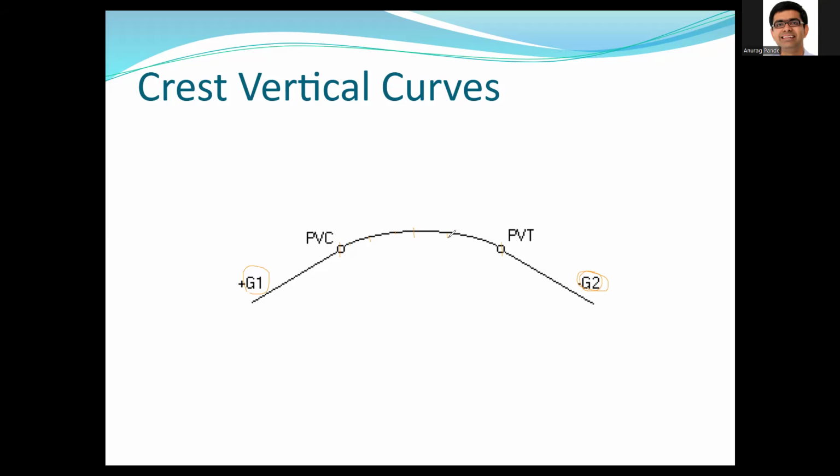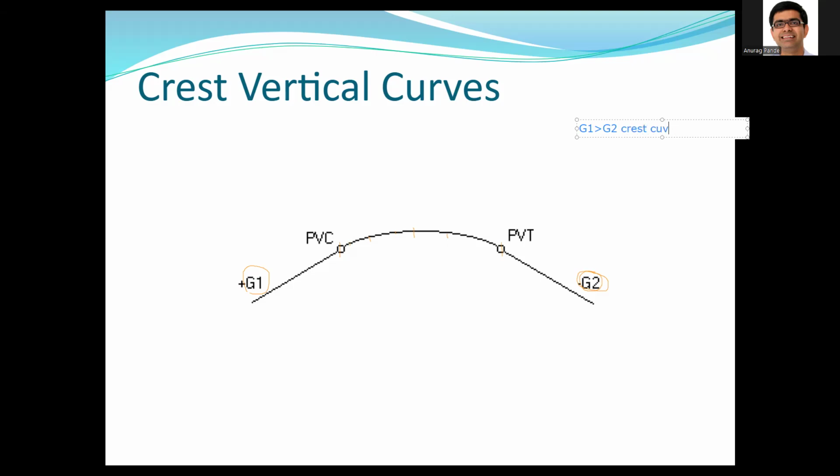Now, actually, these crest vertical curves don't always have to be between an upgrade and a downgrade. You could have a crest vertical curve in any scenario like this. So anytime G1 value is more than G2 value, you will end up with a crest curve.